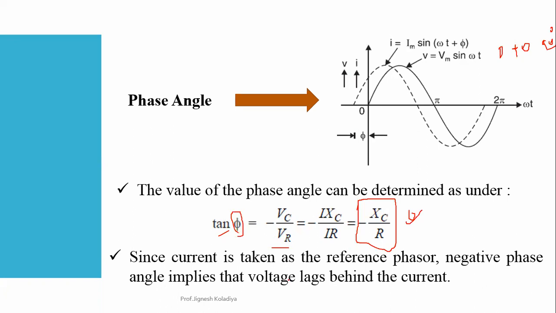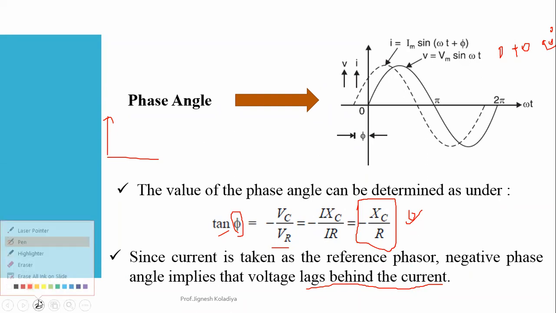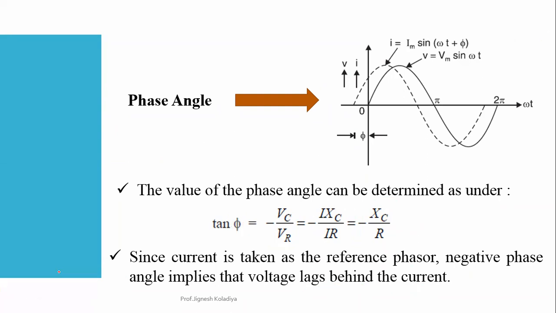And since current is taken as the reference phasor, the negative phase angle implies that voltage lags behind the current. If you are taking voltage as a reference and your current is leading over here, then you will not get the negative sign. And I told you, you can take any quantity as a reference. Either you can take current or you can take voltage as a reference. It is totally up to you. No one can mark your answer wrong based on the reference quantity.